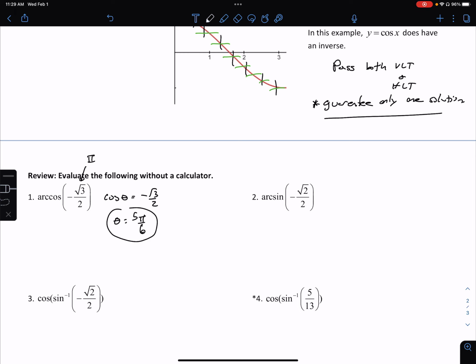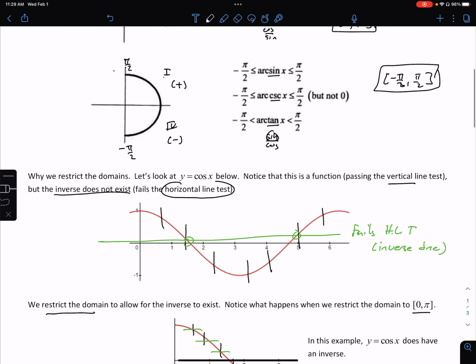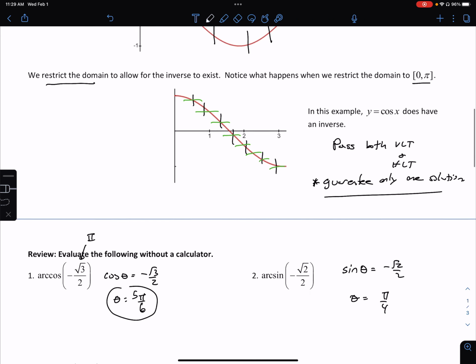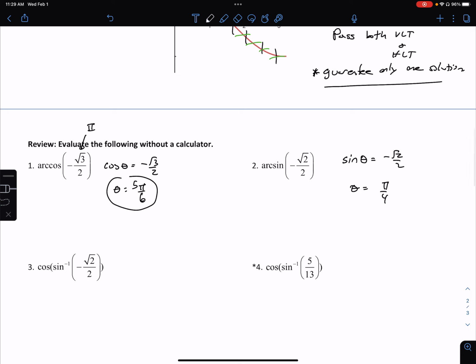Likewise, where's arc sine equal to negative root 2 over 2? So we want to find out where sine of theta is negative root 2 over 2. This is going to be a pi over 4, but where is sine negative? If I go back up here, sine is negative in the fourth quadrant. And so be careful. Remember, we're restricted from negative pi over 2 to pi over 2. So that becomes a negative pi over 4 because this is in quadrant 4 there.